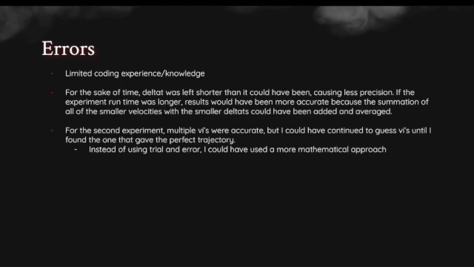And then for the second experiment, multiple initial velocities were accurate, but I could have continued to guess until I found one that led to the perfect trajectory of the spaceship, instead of using trial and error. I also could have used a more mathematical approach.